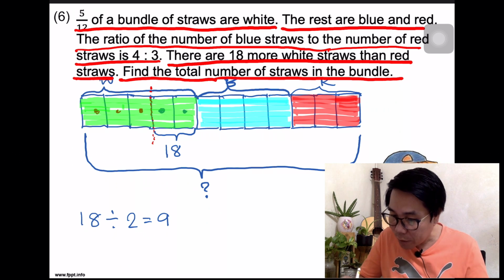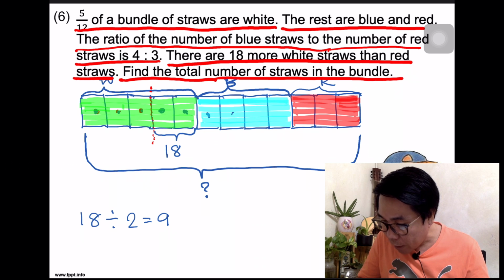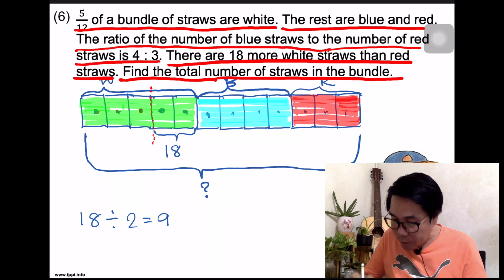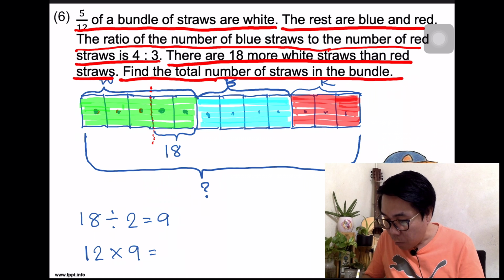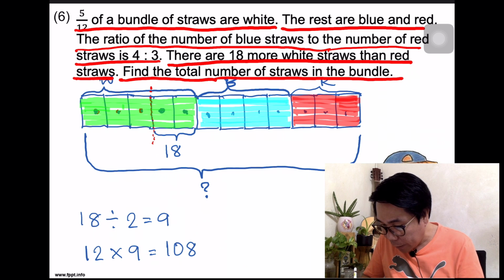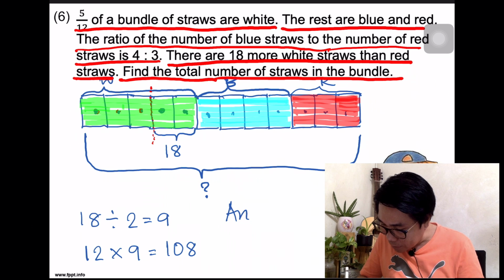And how many units are there in all? 1, 2, 3, 4, 5, 6, 7, 8, 9, 10, 11, 12. So 12 times 9 is equal to 108. We have the answer now. So let's go to the answer.